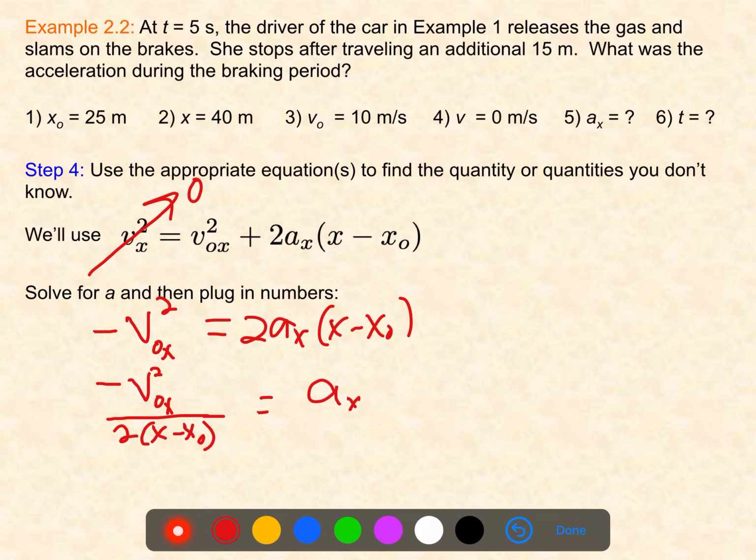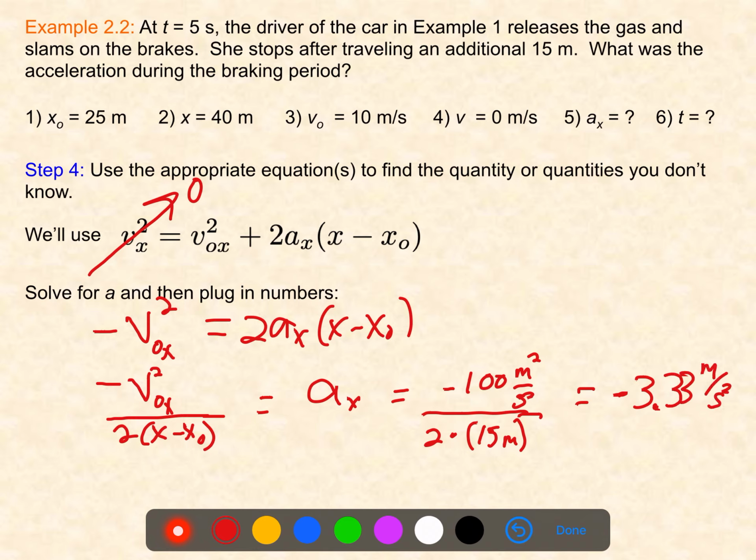If I plug in the values from above, we've got negative 100 meters squared per second squared, because this is 10 squared, right? And then we're dividing by 2 times the change of position, which was 15 meters. So we're going to have 30 here in the denominator. And so negative 100 divided by 30 is going to give me negative 3.33 meters per second squared.